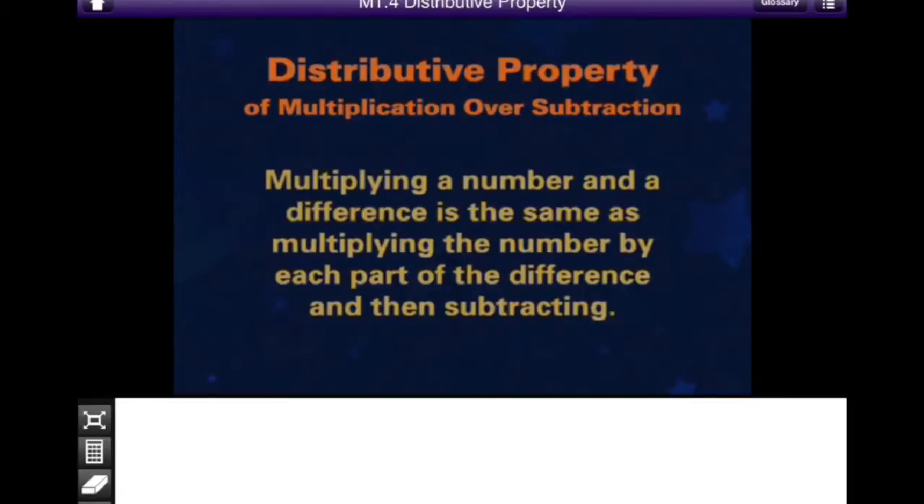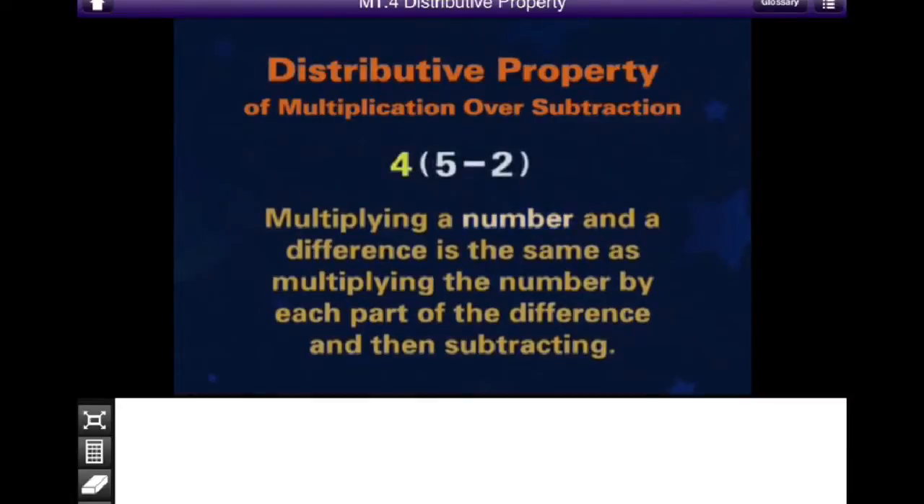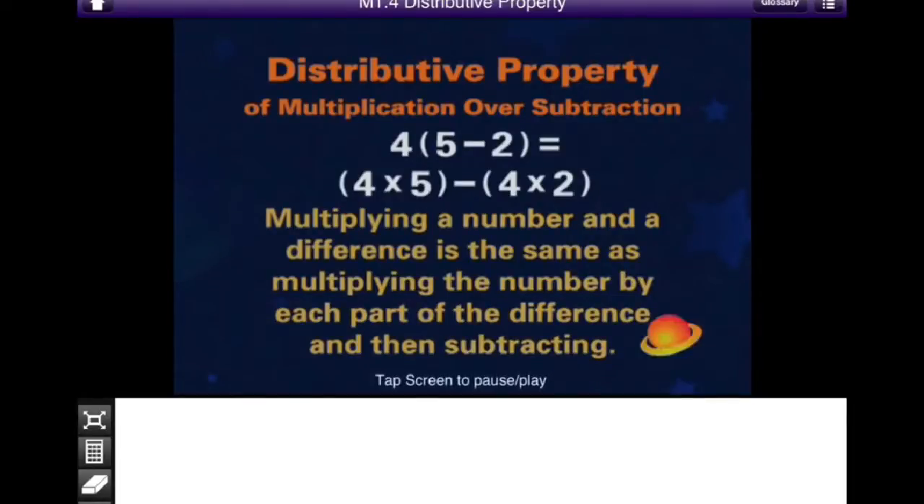What? Maybe an equation will help. Multiplying a number and a difference is the same as multiplying the number by each part of the difference and then subtracting. I think I get it, but I'm not sure. Okay, go ahead and write this down.